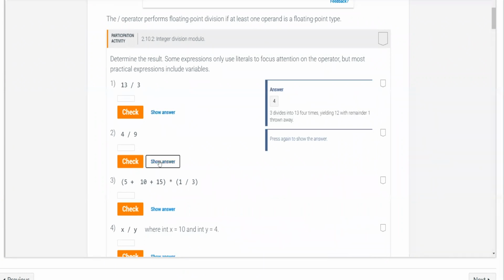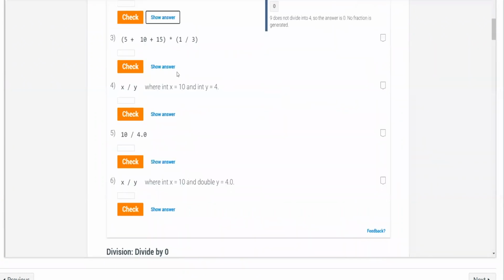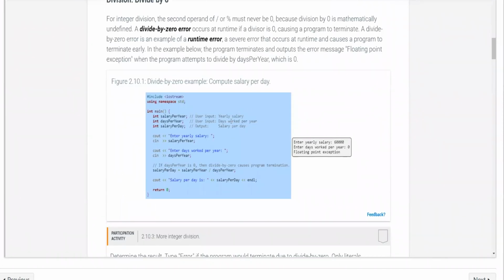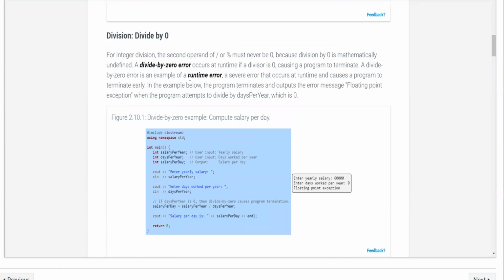If you double click on this twice, it will give you the answers. So play around with it. First, you answer yourself and see whether the answer is correct. Again, division by 0, same thing. Be careful on that. That is also talking about here on and on.